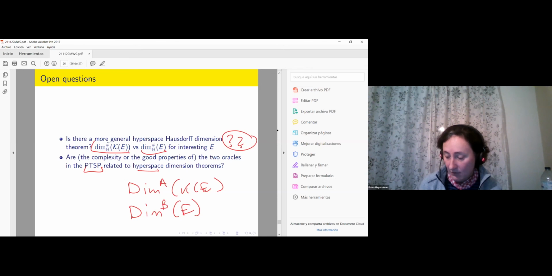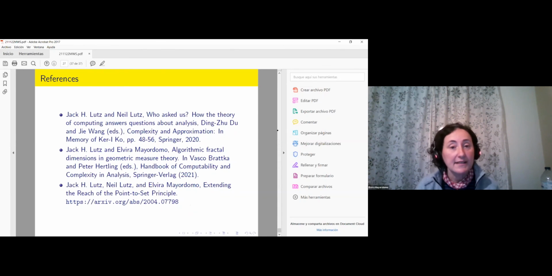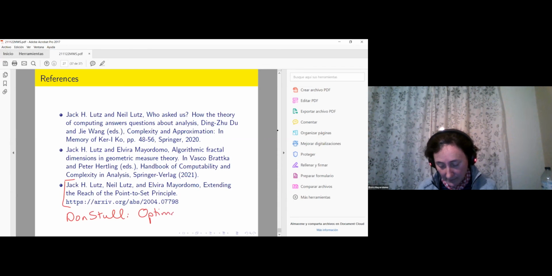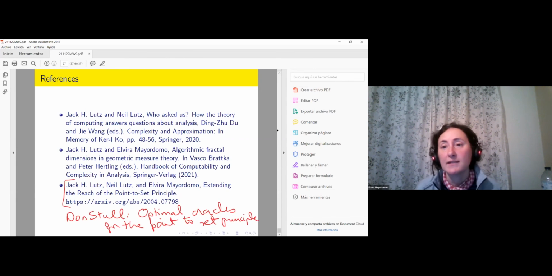And I wrote the references here. Actually, this is the main paper. I wrote a couple of surveys, and I did intend to add, as I told you, the paper I mentioned by Dan, on optimal oracles for the point to set principle. Apologies, but I don't have the archive reference with me, but it's very easy to find.